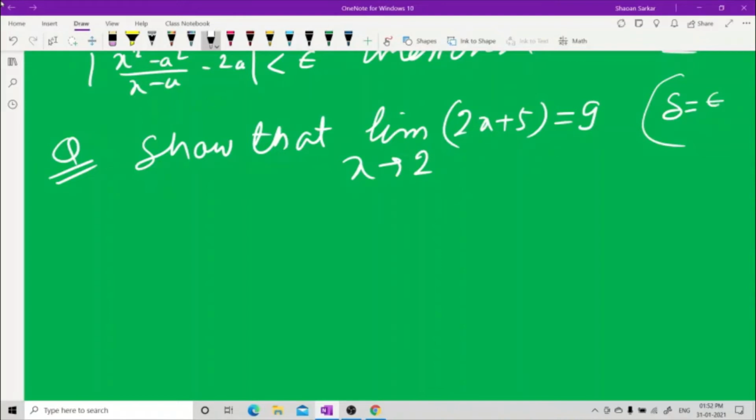I'm giving you the answer. It is epsilon by 2. You have to show me that this delta is epsilon by 2, exactly the way I did it. This is your homework.